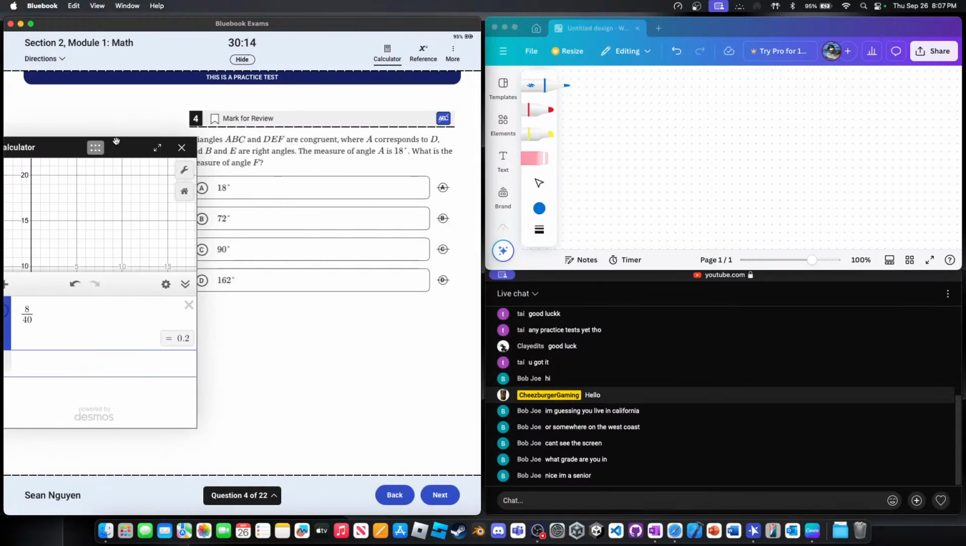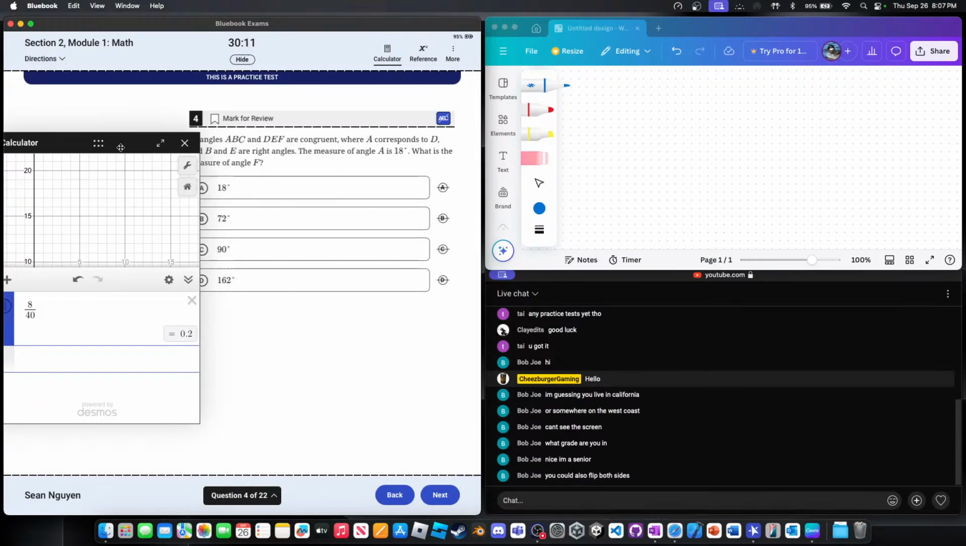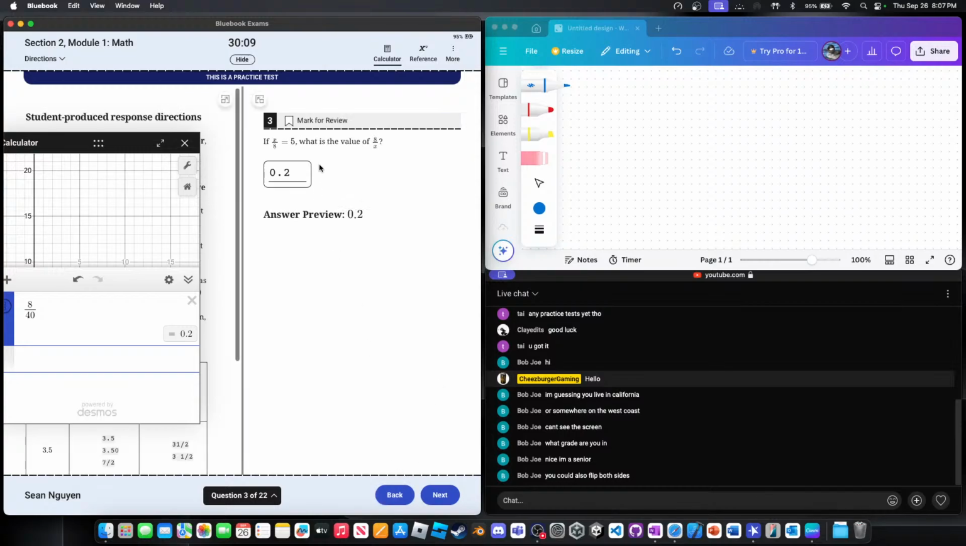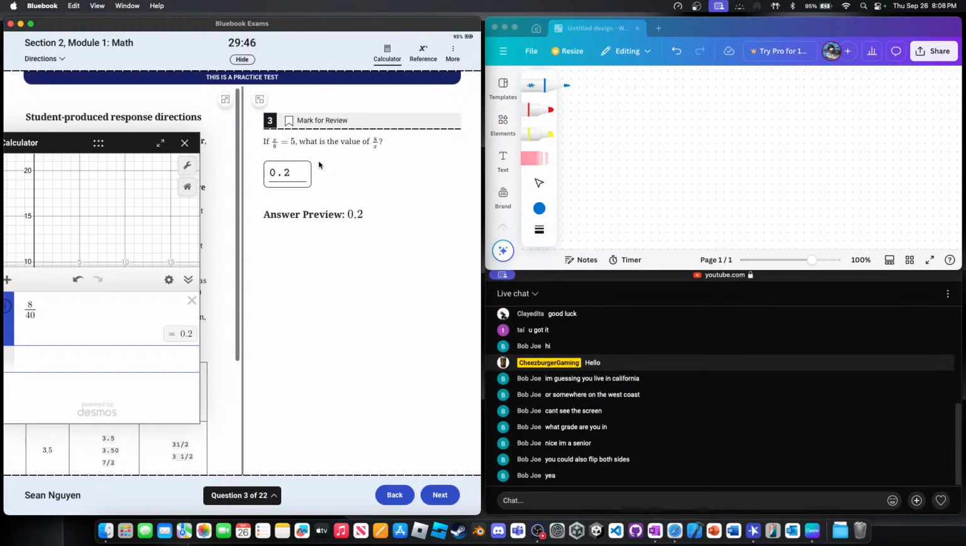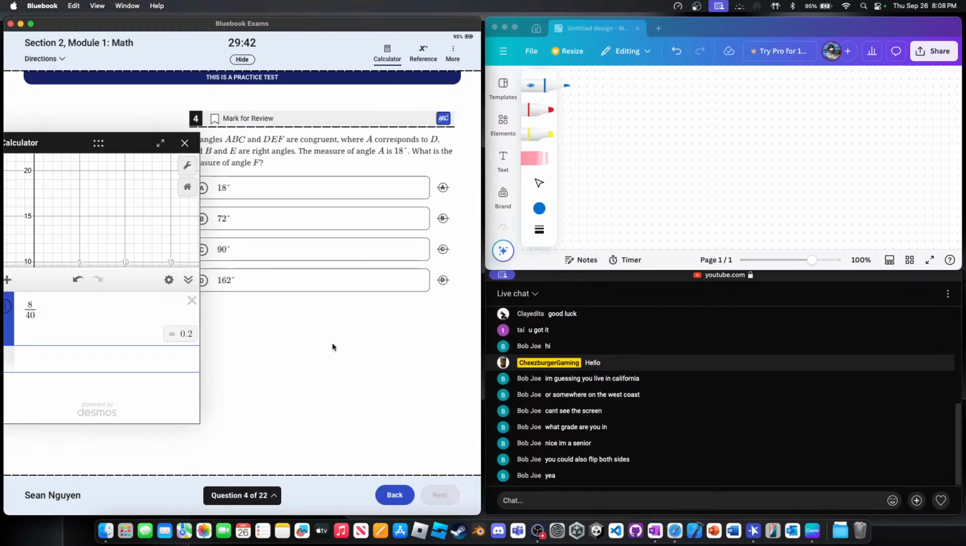You can also flip both sides. Flip both sides. Like 1 over 5 is equal to 8 over x, is what you're saying? 8 divided by 5. I don't know. I think you need to elaborate a little bit, because I got a different answer.